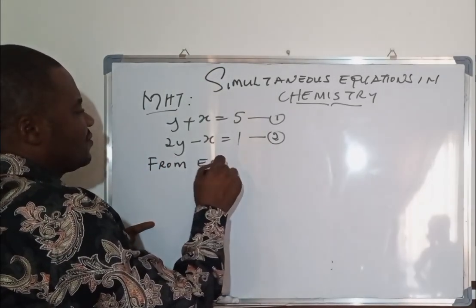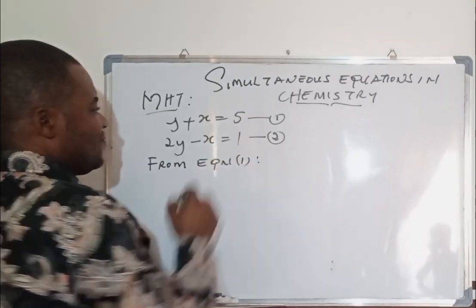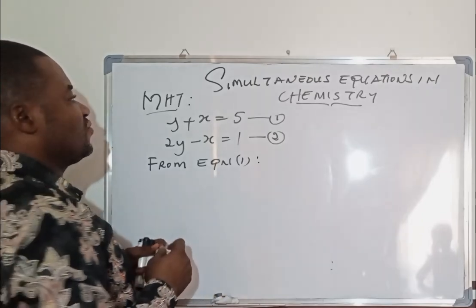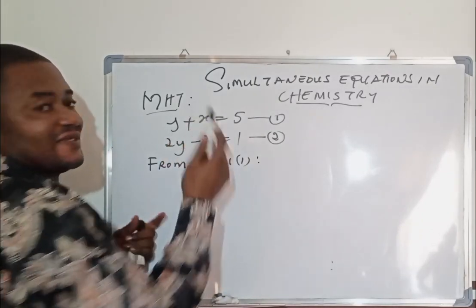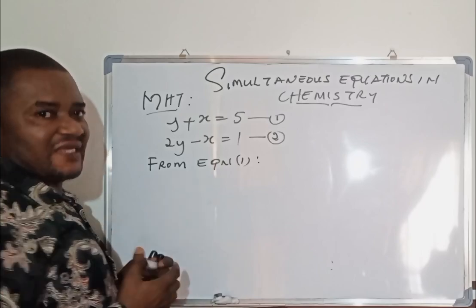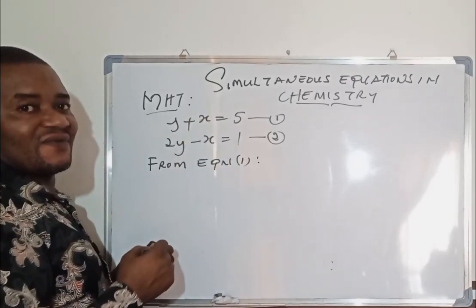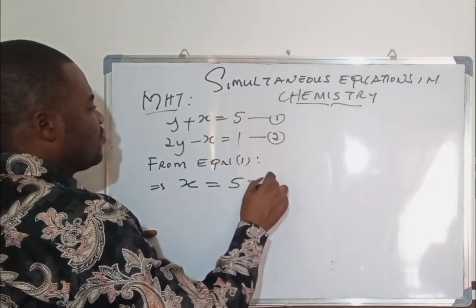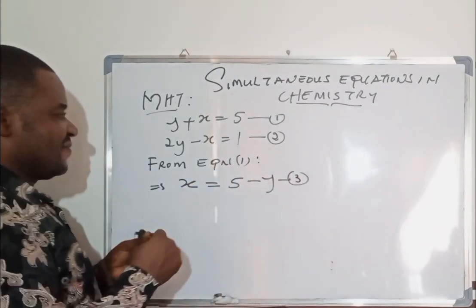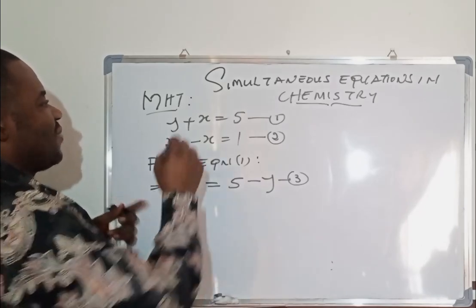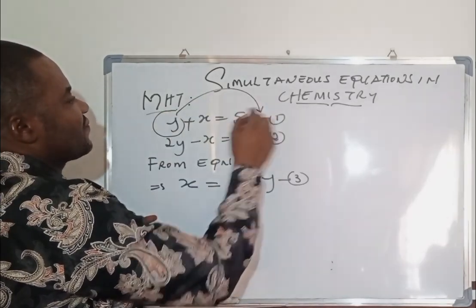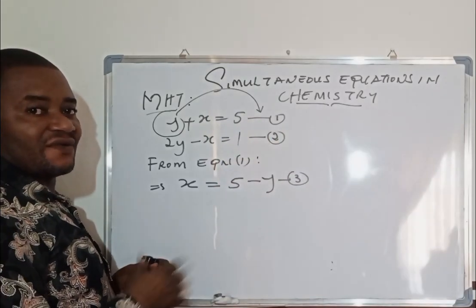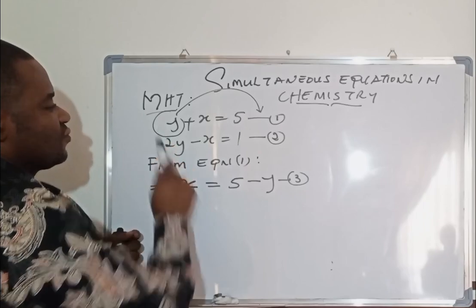From equation 1, we'll get equation 3 by making either x or y the subject of the formula. It depends on what we want. For this, we are going to use x as the subject of the formula. So x equals 5 minus y. This gives us equation 3. Why the minus y? Because we are pulling plus y across the equality sign to the right hand side, so we change the plus sign to the minus sign.